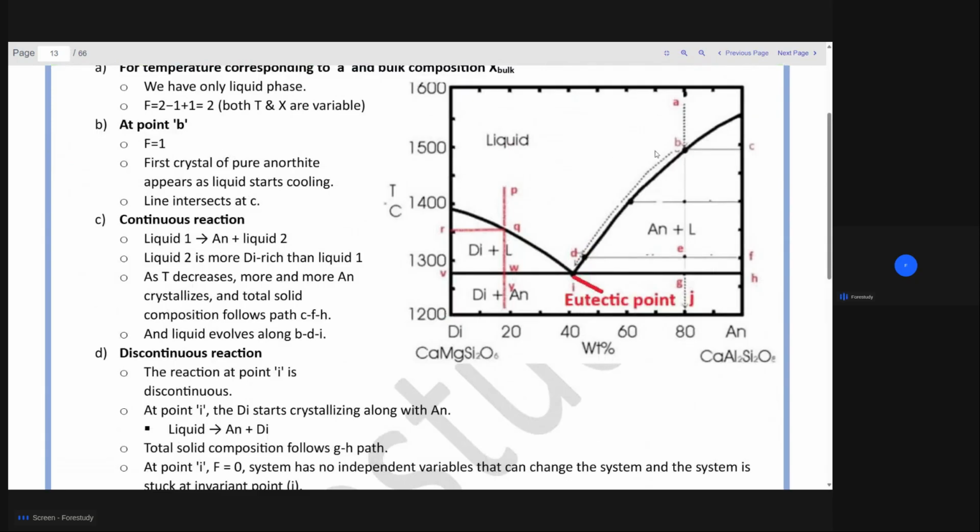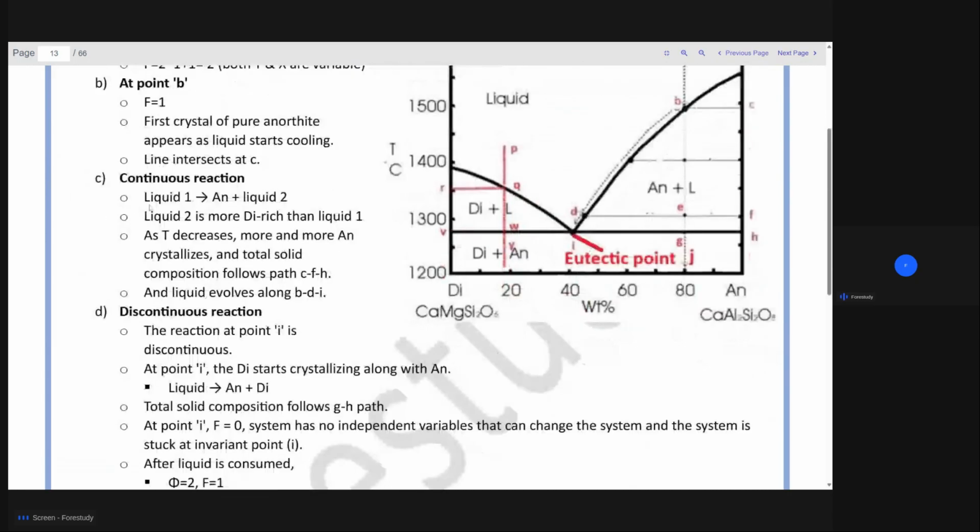So F equals 1 at B, and the first crystal of pure anorthite appears as the liquid starts cooling. The line intersects at C, and this is the first crystal that will form. Then a continuous reaction, which is liquid 1 giving anorthite plus liquid 2. Next, liquid 2 is more diopside rich than liquid 1.